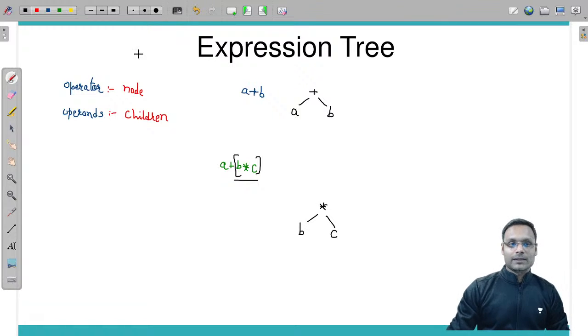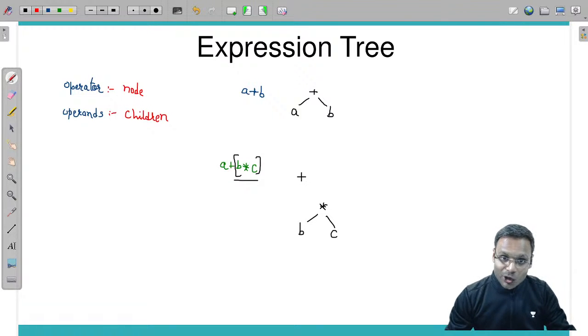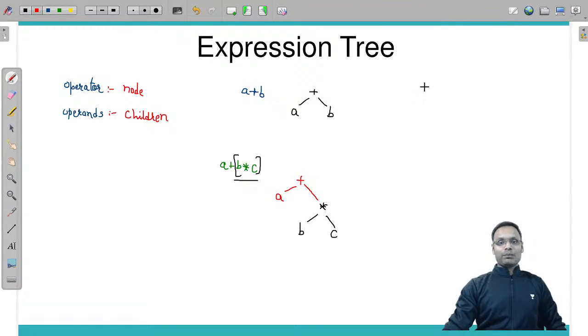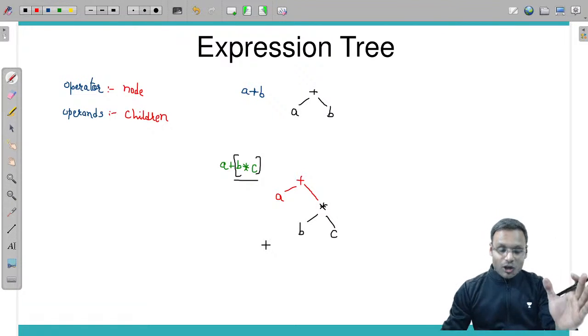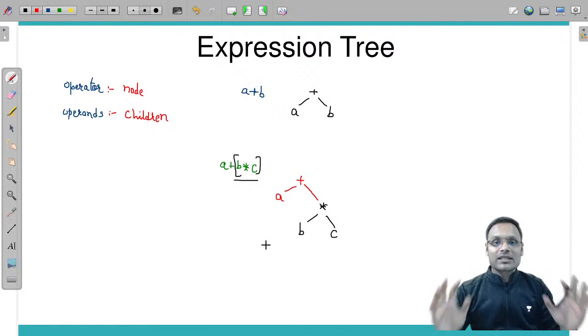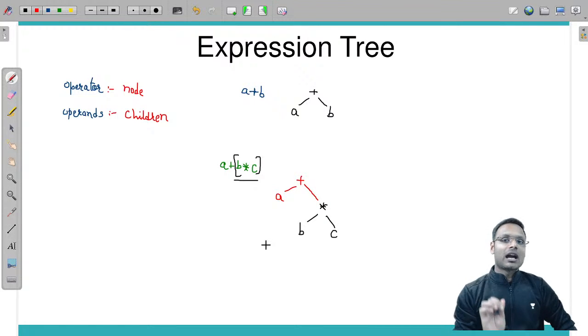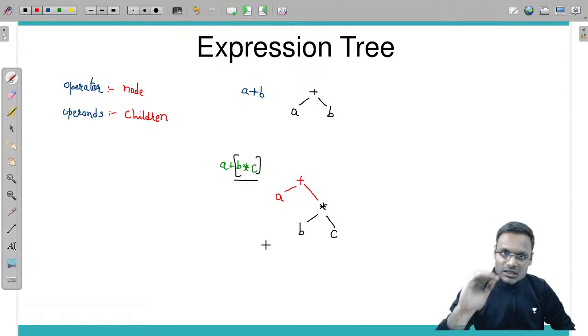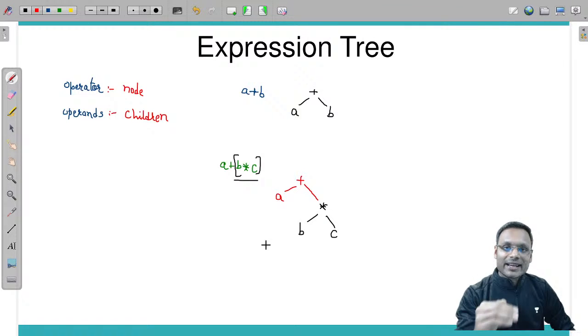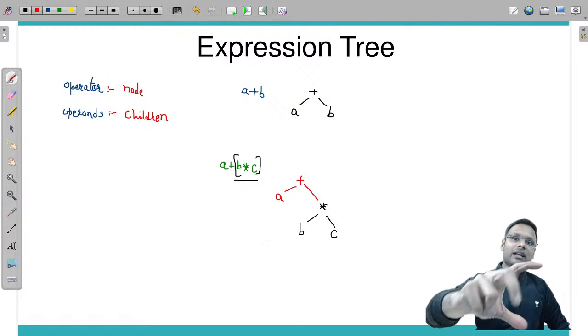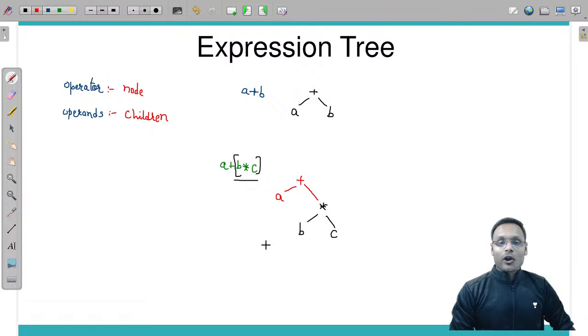for this plus. So we have another operator on the top of this. Its left operand is a and right operand is the result of this sub expression b into c. So that's how you will draw the tree based on associativity and precedence rule. First precedence, then associativity rule. You need to check which operator you will solve first. Based on that, next and next and next, and you can continue drawing the tree.